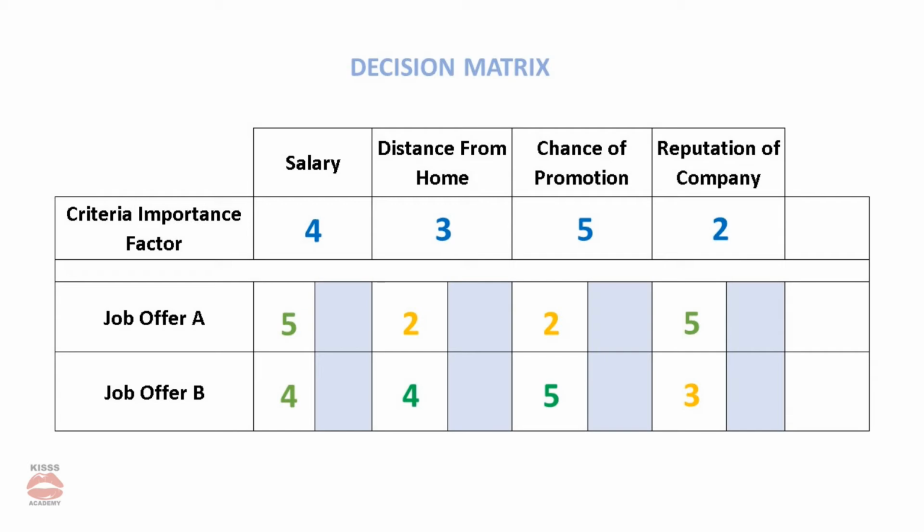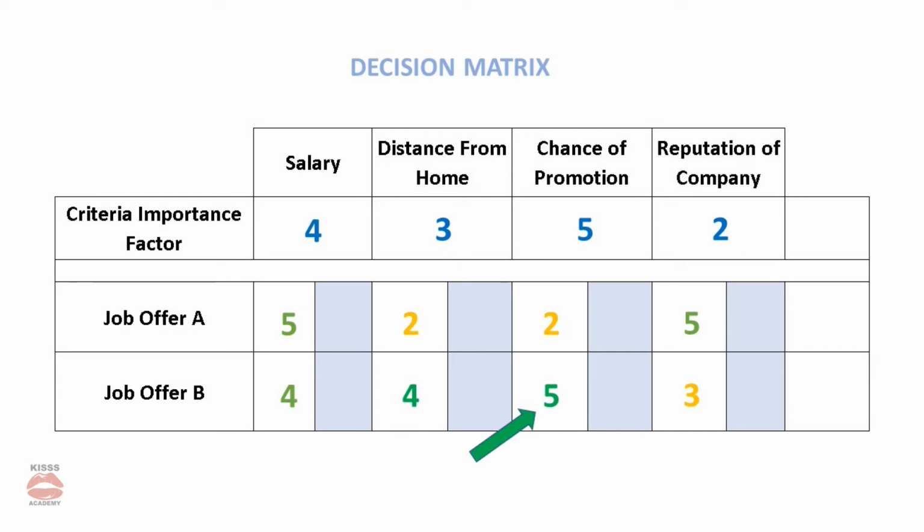Now, as you can see, for job offer B, salary only gets 4 out of 5 because it's not as good as what is offered by job offer A. Distance from home, for job offer B, it gets a 4. It's much closer to where I live than job offer A.